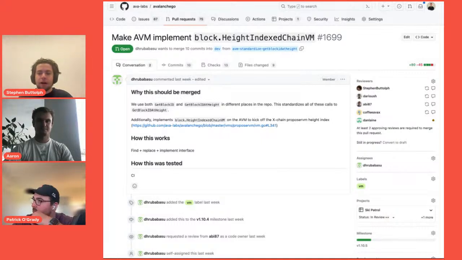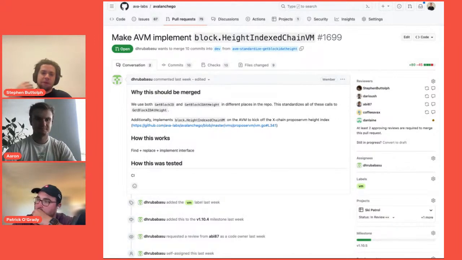So I think that's the main point here. There are also a bunch of other things that height indexing is used for, for example state sync and things like that. But for right now, we're focusing on it for the bootstrapping portion.